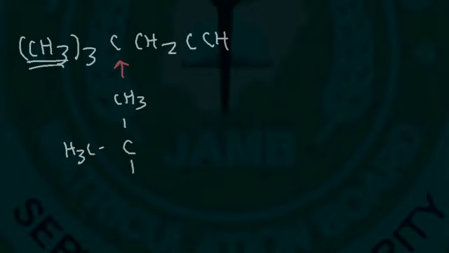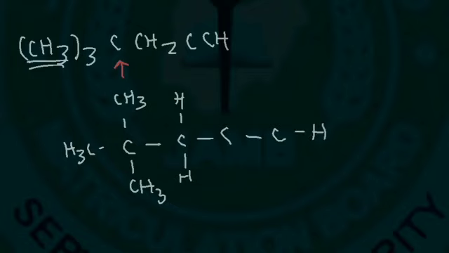So go ahead and try this one. Draw the Lewis structure for this particular compound. So let's start with this carbon atom. That carbon has 3 methyl groups. So a CH3, another CH3, and another CH3. And then it's attached to a CH2, a carbon that has 2 hydrogens. It's attached to another carbon, which is attached to a carbon and a hydrogen.